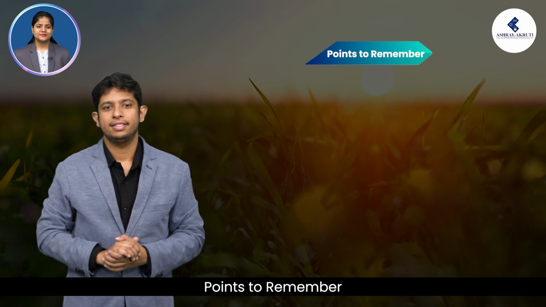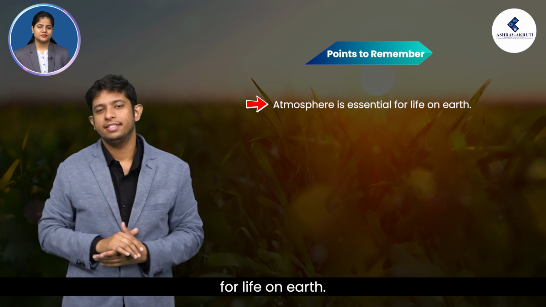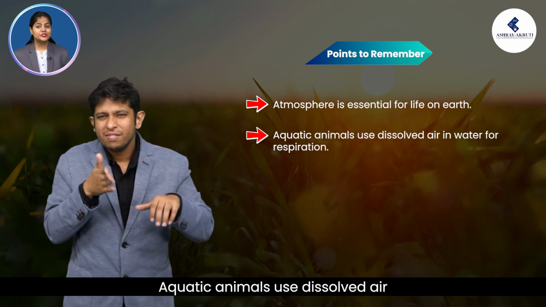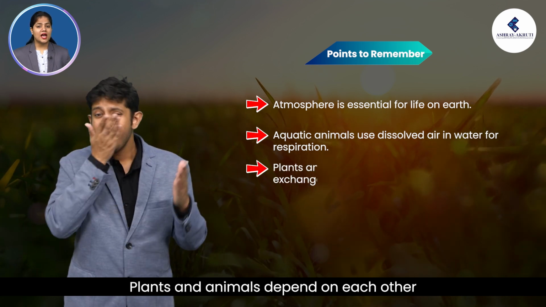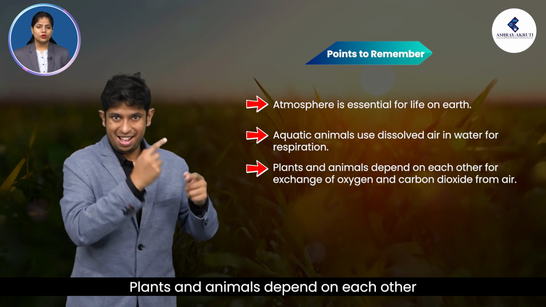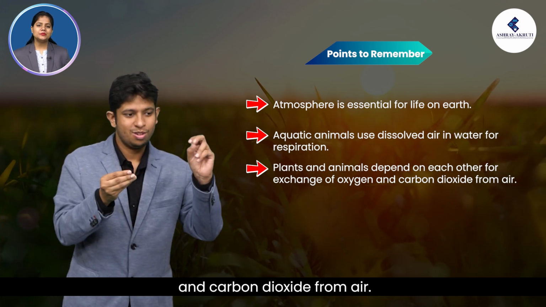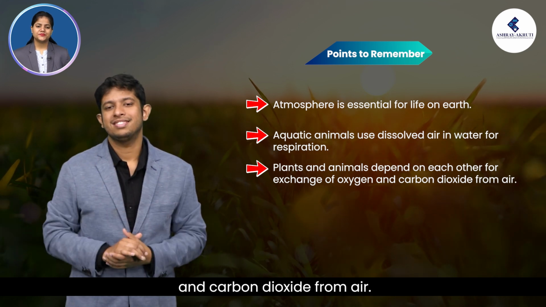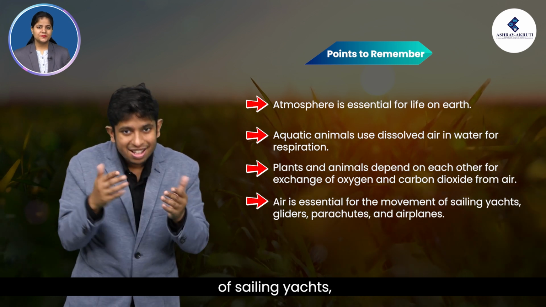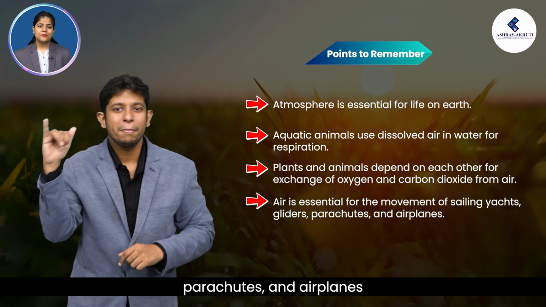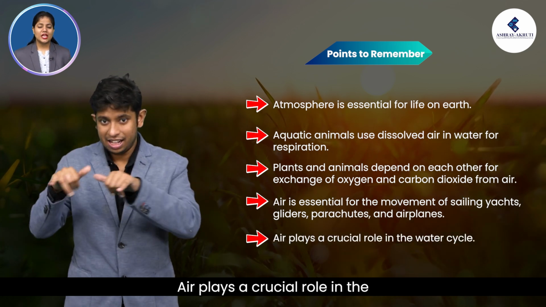Points to remember. Atmosphere is essential for life on Earth. Aquatic animals use dissolved air in water for respiration. Plants and animals depend on each other for exchange of oxygen and carbon dioxide from air. Air is essential for the movement of sailing yachts, gliders, parachutes, and airplanes. Air plays a crucial role in the water cycle.